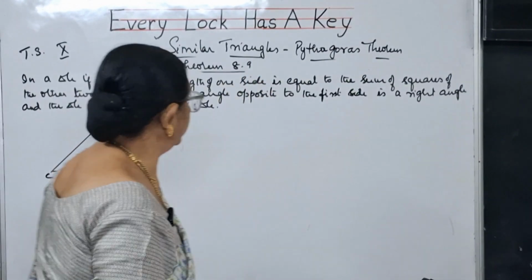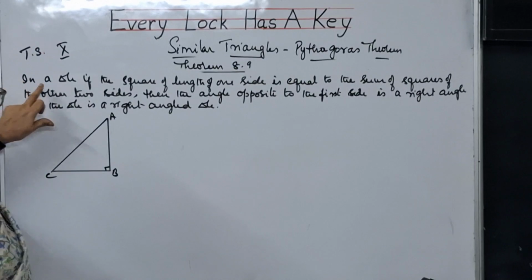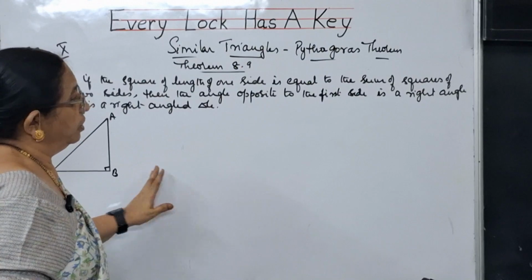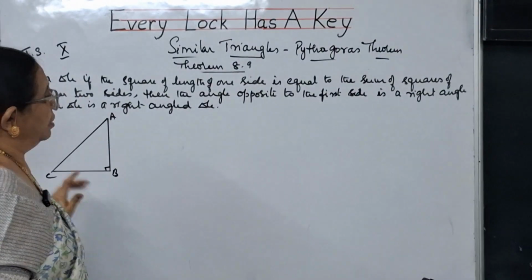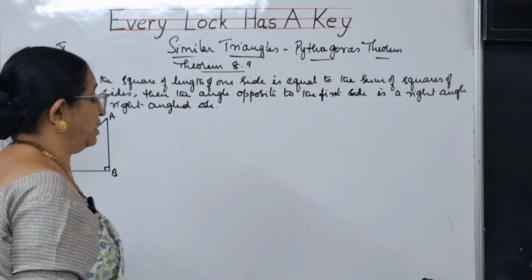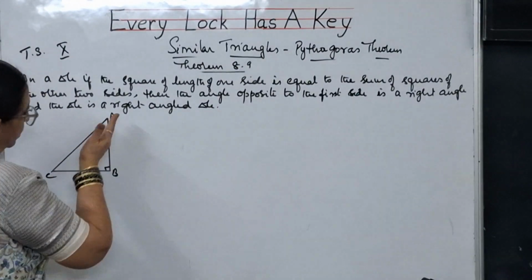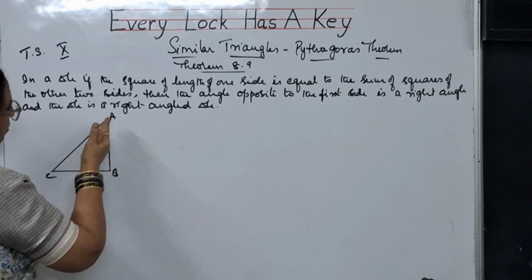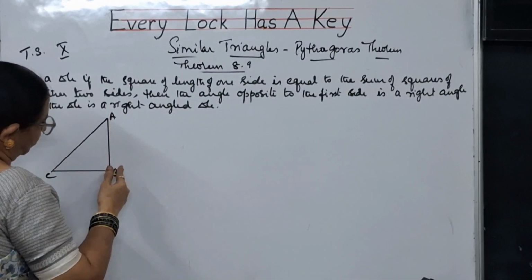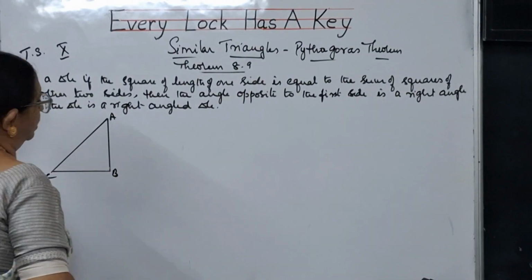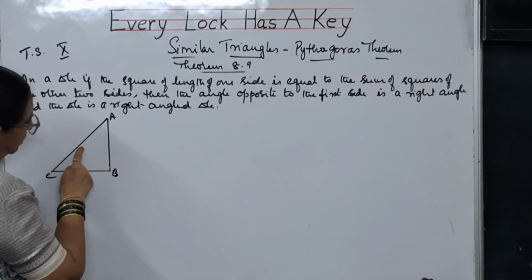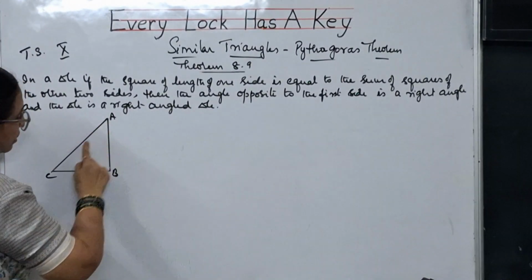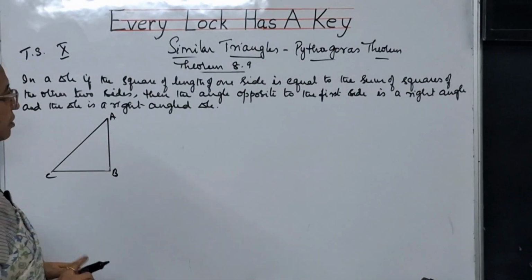Now let us see the 8.9 theorem. The statement is, in a triangle, if the square of the length of one side is equal to the sum of the squares of the other two sides, then the angle opposite to the first side is a right angle. The angle opposite to the first side is a right angle, and this is a right angled triangle. This you have to prove.